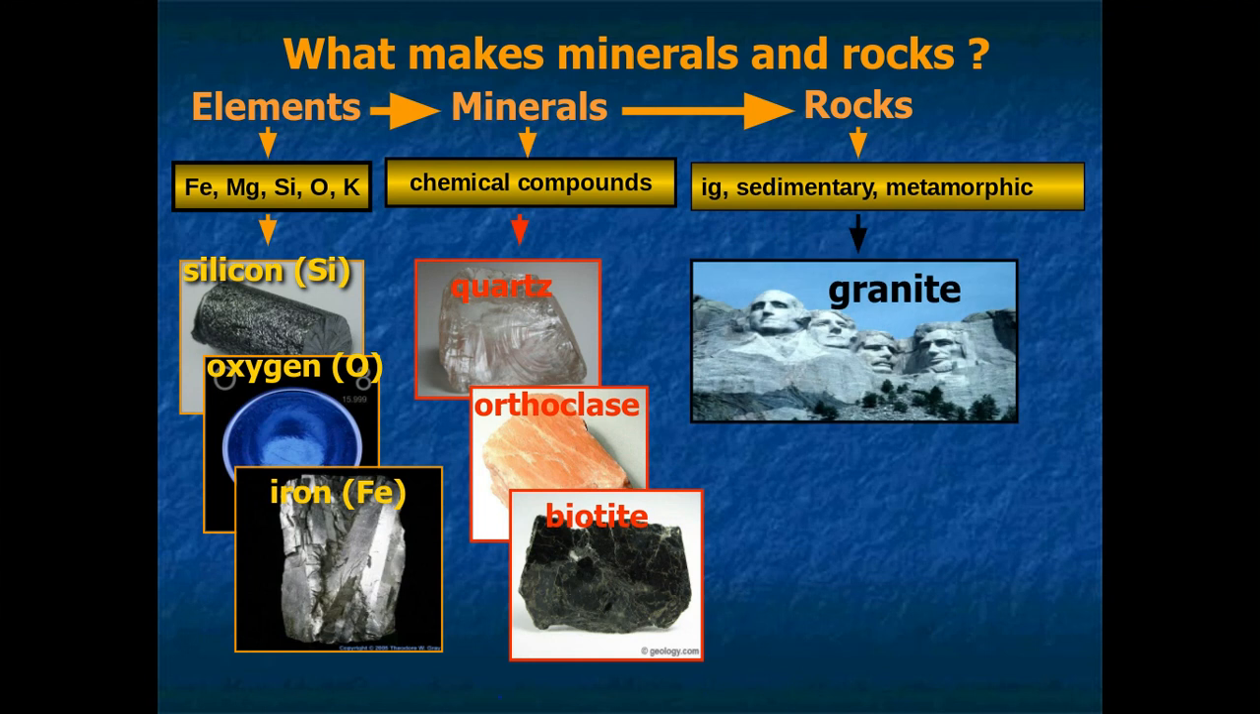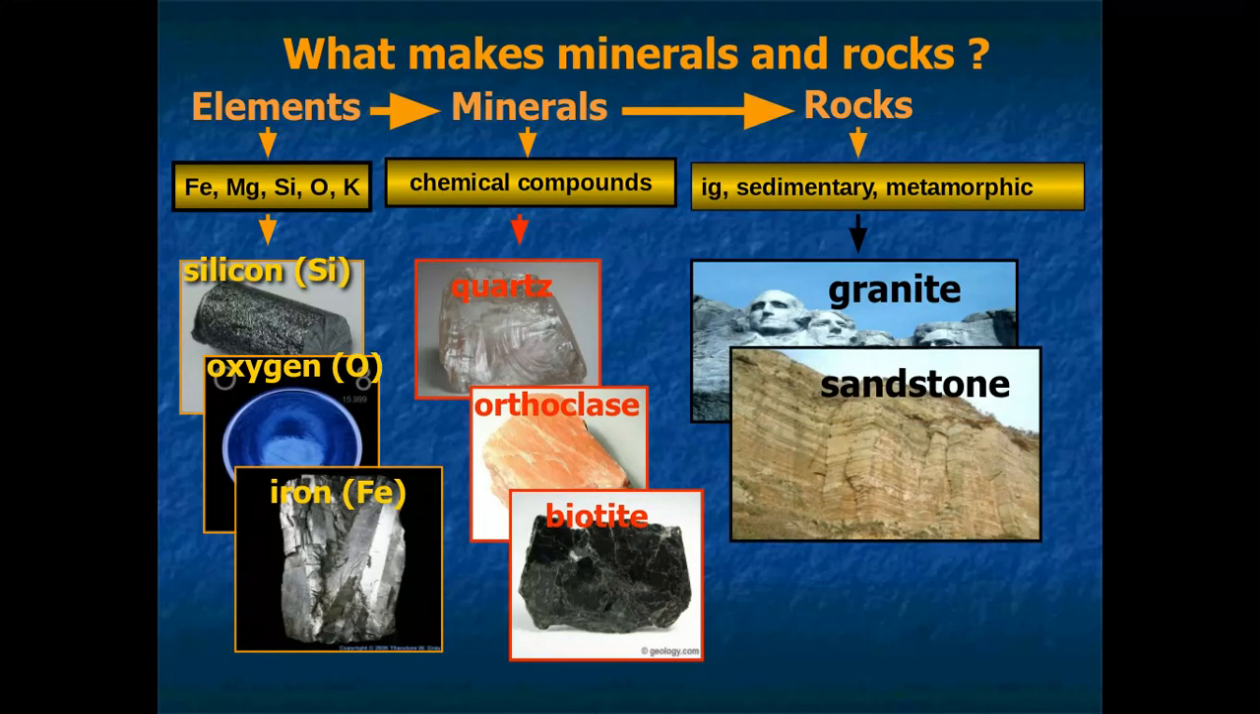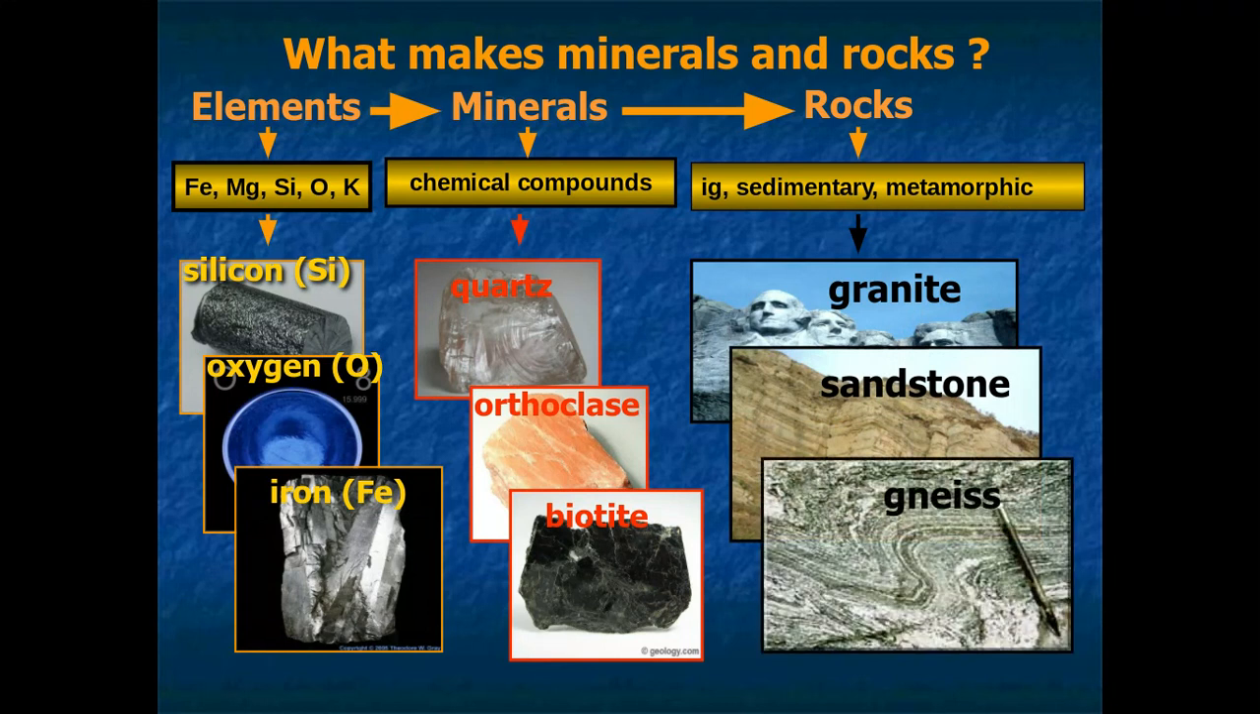Here's an example of igneous rocks, and probably the most common continental rock on Earth is granite, which is an igneous rock. Then sandstone, which is a very common sedimentary rock. And then this one here, pronounced gneiss. And this is a very common metamorphic rock.